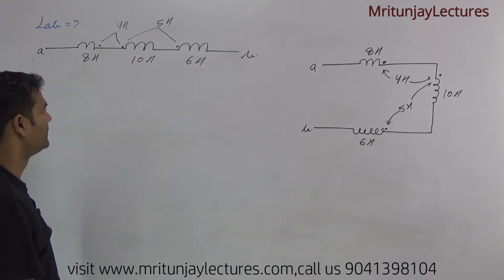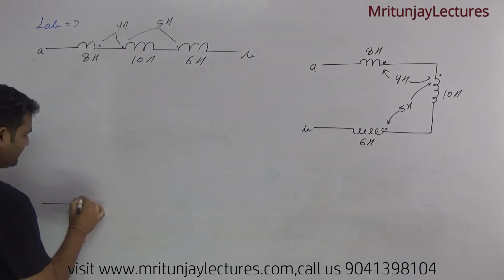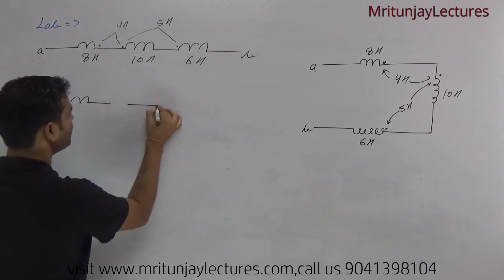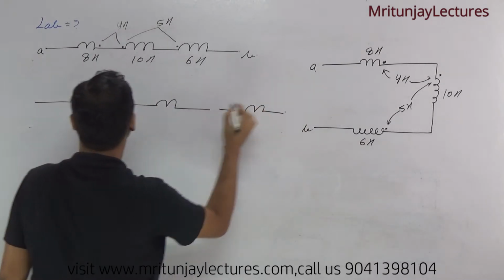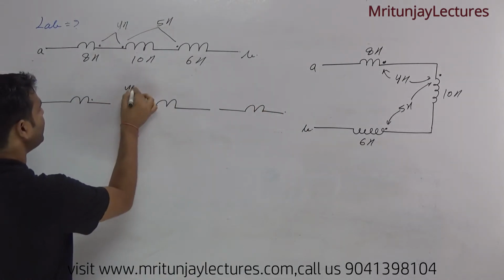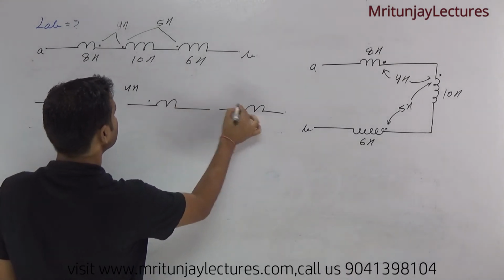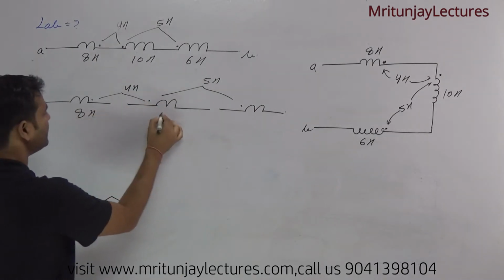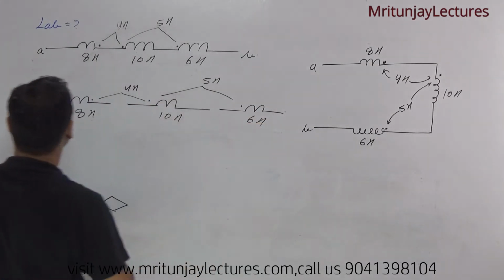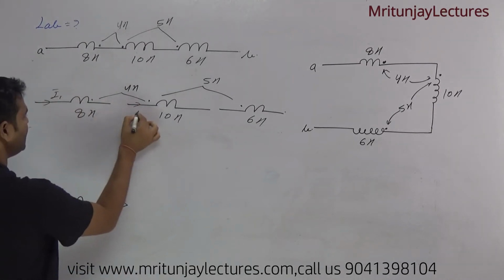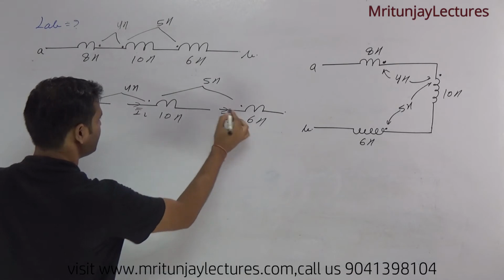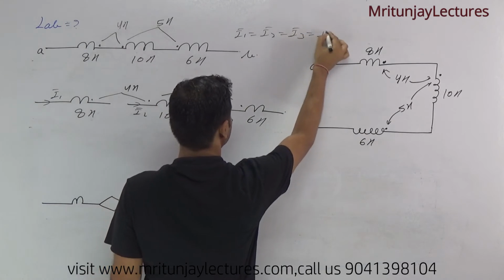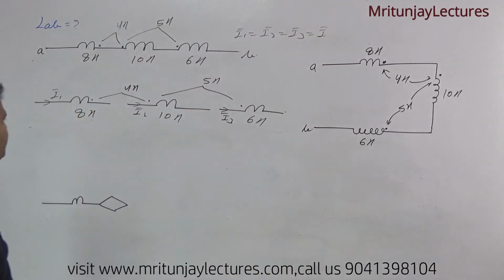Clear? Now, first of all, make boxes. If you have any doubt, then make another circuit. That is 4 Henry, this one is 5 Henry, that is 8 Henry, that is 10 Henry, and that is 6 Henry. Let us consider the currents I1, here I2 and I3. I1 is equal to I2, equal to I3, equal to I, because of the series connection, that's why all currents are the same.